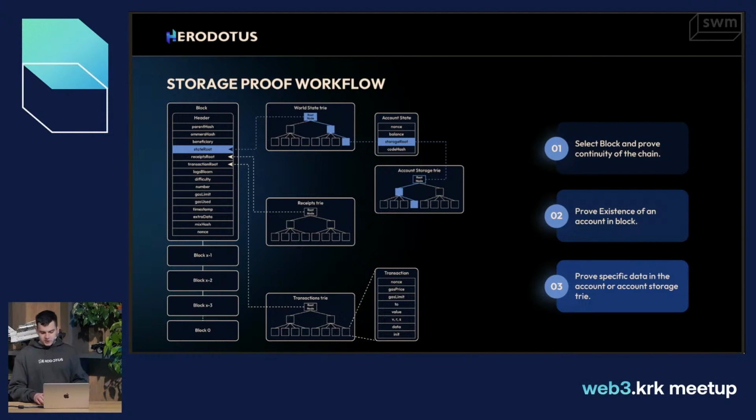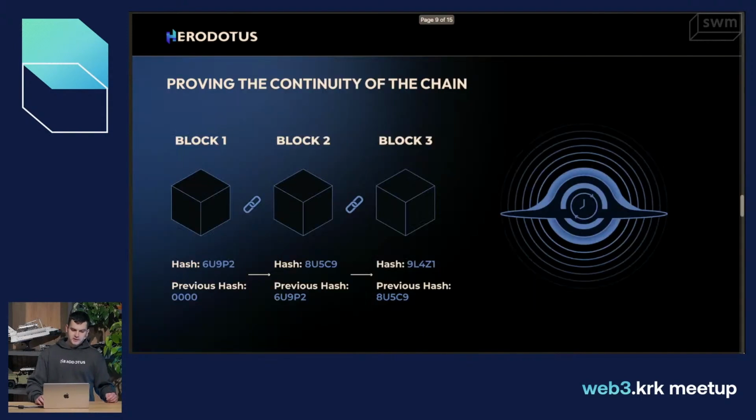And the key innovation that we have created at Herodotus is something we call the Merkle Mountain Range, the historical block hash accumulator. And what this really is, it's proving the continuity of the chain. So let's go back to basics. A blockchain is a linked list. What does that mean? It means that the hash of the previous block is always included in the next block as a parameter inside the block header.